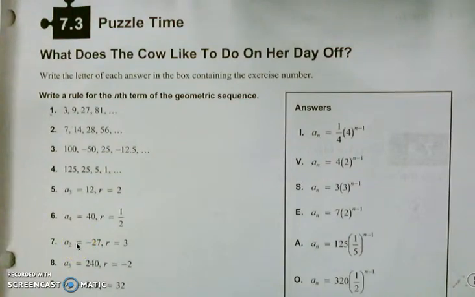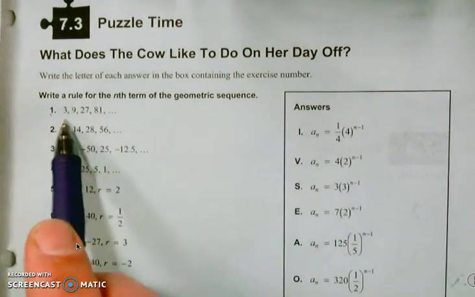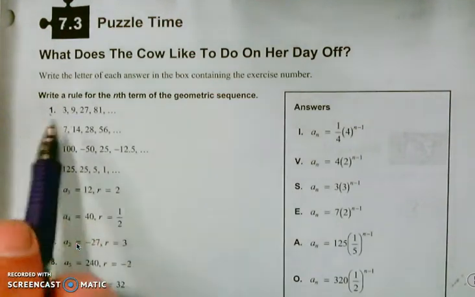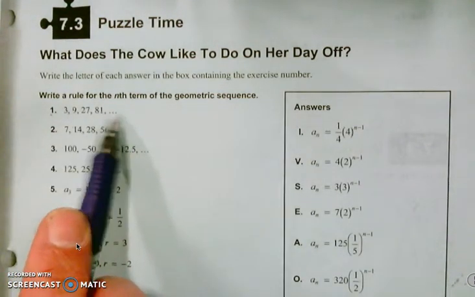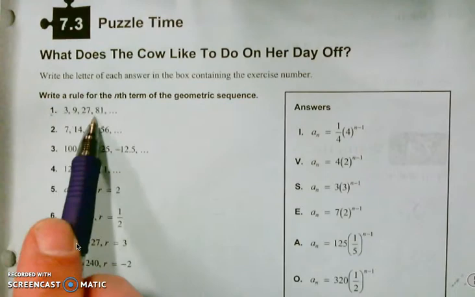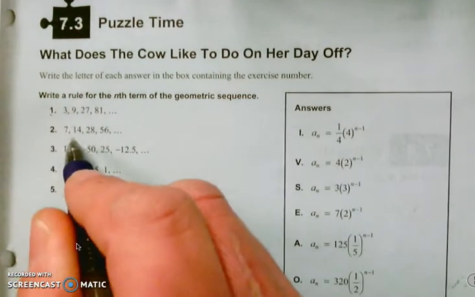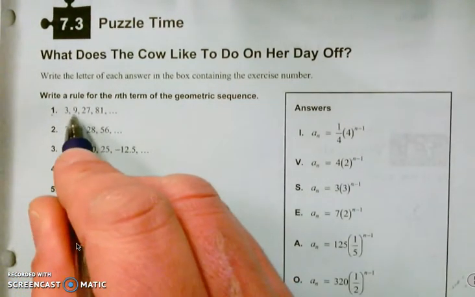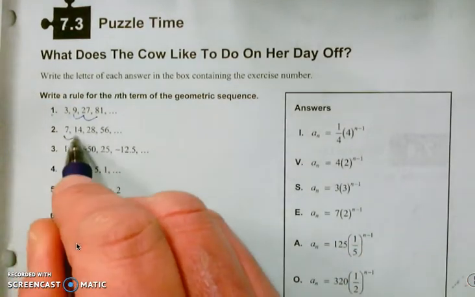All right, students, I'm going to help go over some stuff from the 7.3 puzzle time worksheet. Some of them are similar to stuff we've done and some of them are not. So the first four are patterns that we can figure out because they gave us the whole sequence, and you just have to figure out what the multiplier is. In most cases, it's pretty straightforward: times 3, times 3, times 3, or times 2, times 2, times 2.